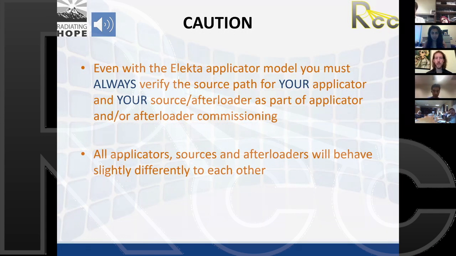In these cases, if you can give enough data and measurements to the Elekta company, they can create a customized individual model that suits your particular department. All applicators and sources and afterloaders will behave slightly differently to each other. So I cannot stress enough that it's important that you match and make sure that your system is validated for the Elekta applicator model.